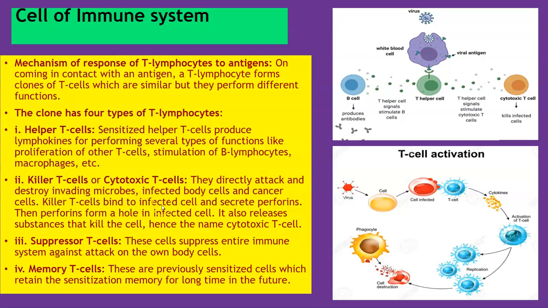Killer T cells bind to the infected cell and secrete perforins. Then perforins form a hole in the infected cell. It also releases substance that kills the cell, and hence the name cytotoxic T cell.